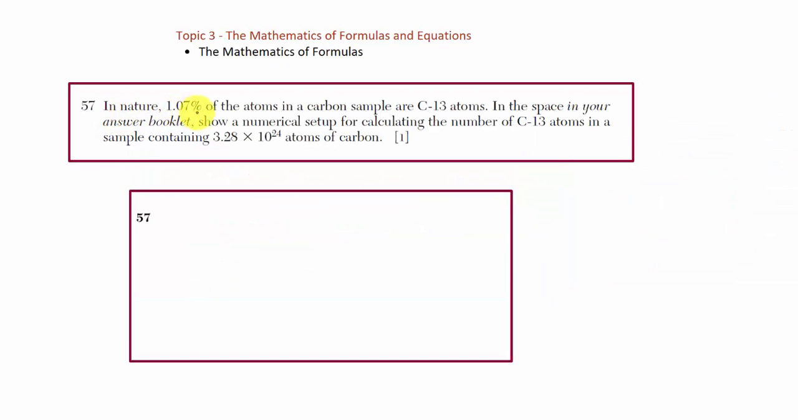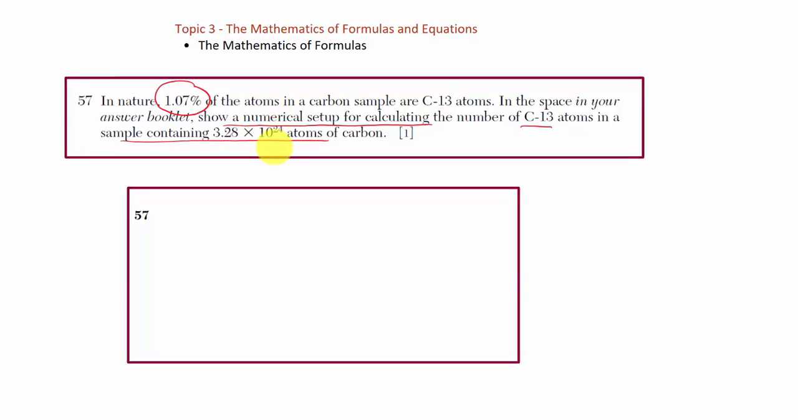Question 57. In nature, 1.07% of the atoms in a carbon sample are made of carbon-13. In the space in your answer booklet, show only the numerical setup. You don't have to do the calculation, where you calculate the number of carbon-13 atoms in a sample that contains 3.28 times 10 to the 24th atoms of carbon. Well, this is a standard percentage problem right out of math class. We want to know what number is 1.07% of the total, 3.28 times 10 to the 24th.